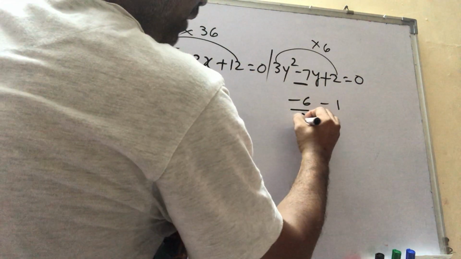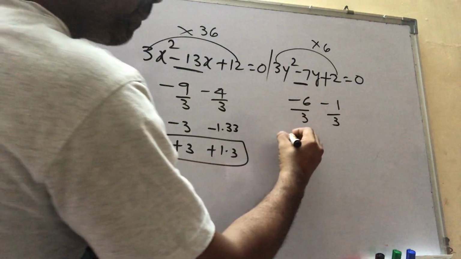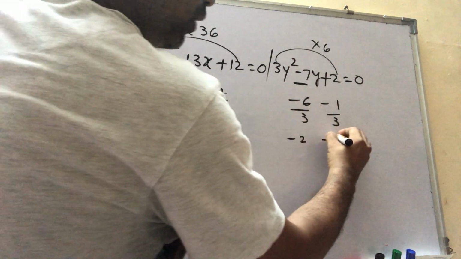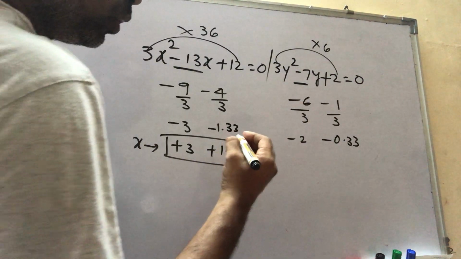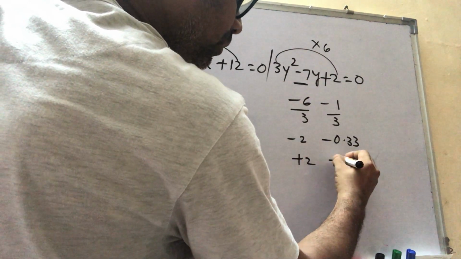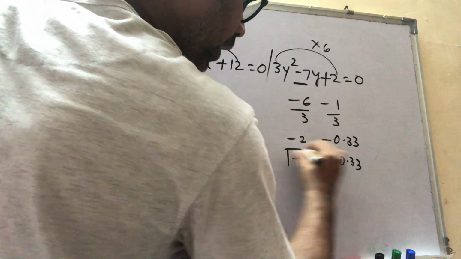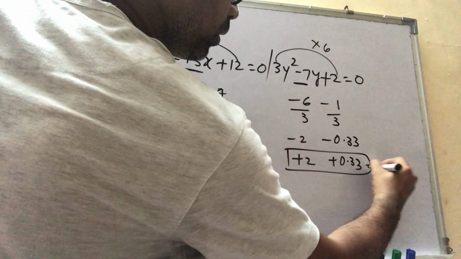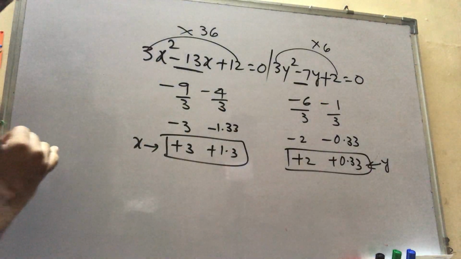So divide by 3 again, divide by 3 again. So here minus 2 and minus 0.33. When you take it to the other side, this will become plus 2 and this will become plus 0.33. Now these are the factors of y.